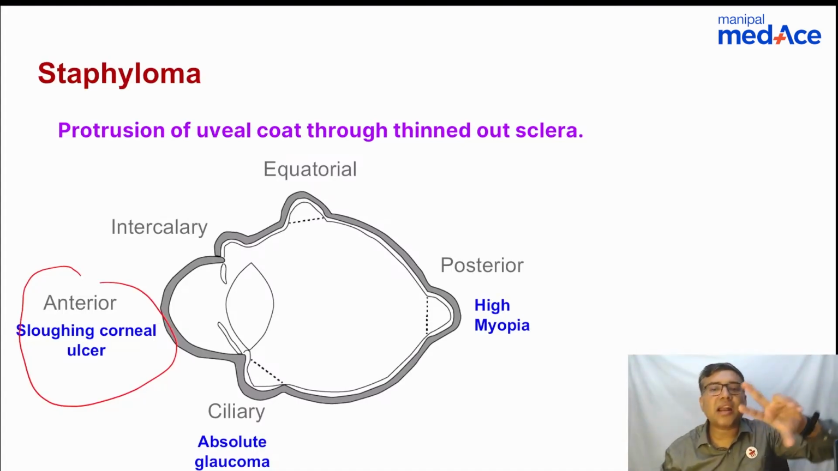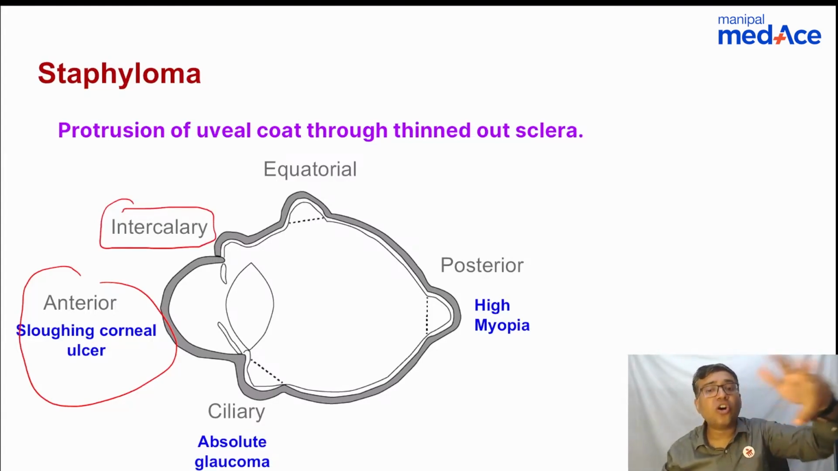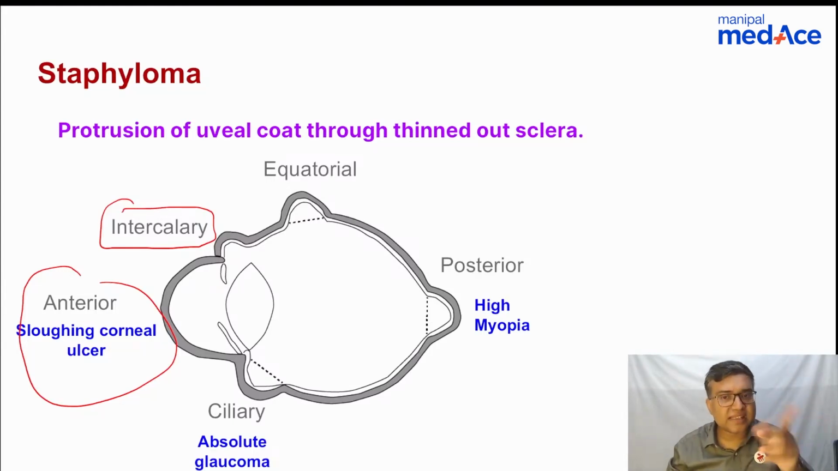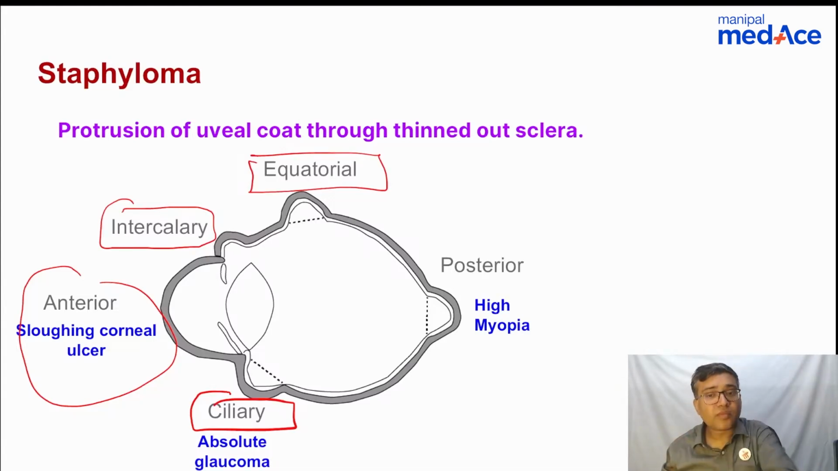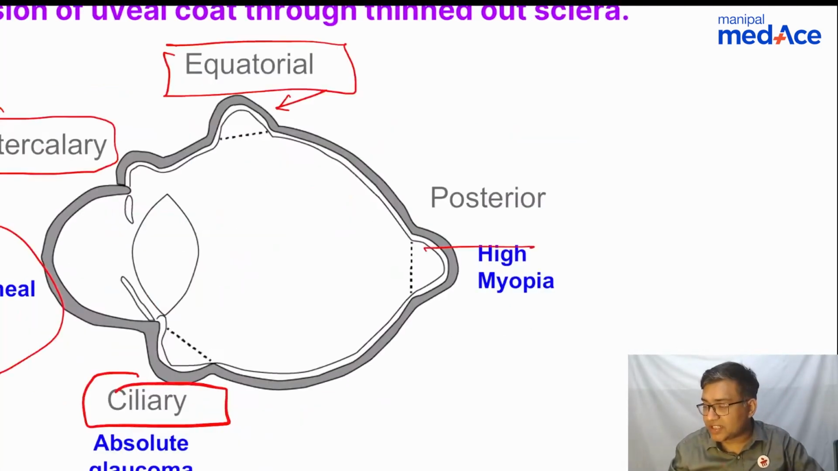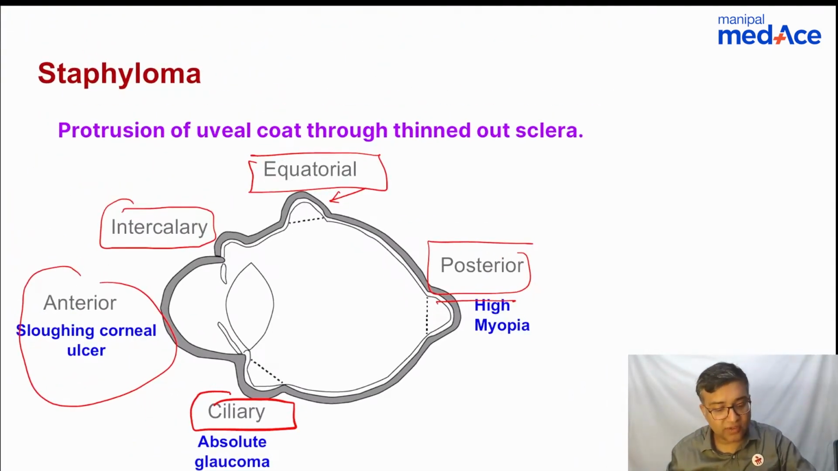Something where there is a thinning around the limbus would cause intercalary staphyloma, like in the patients who are having peripheral ulcerative keratitis, or the patients who are having a Mooren's ulcer. And in the patients who are having absolute glaucoma or trauma, you can have a ciliary staphyloma. In the patients who are having high myopia, you can have a protrusion around the equatorial veins, so that is called equatorial staphyloma. And you can have a posterior staphyloma in the patients of high myopia. So these are some various important types of staphyloma which can be asked in your exam.